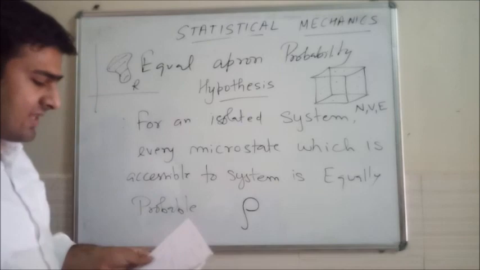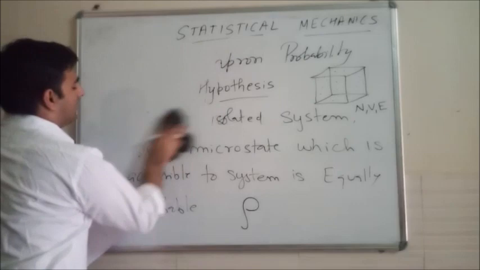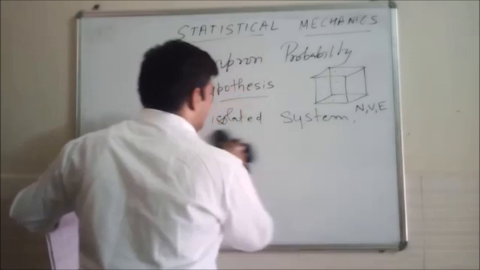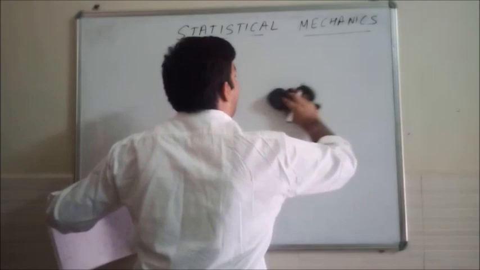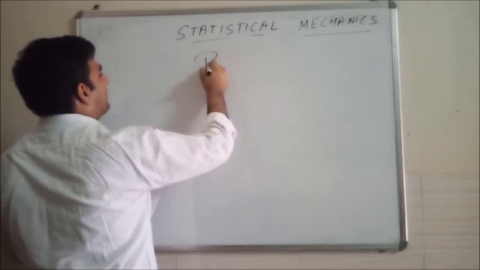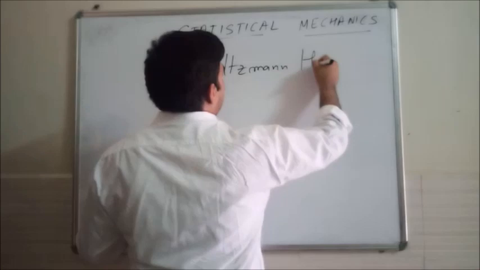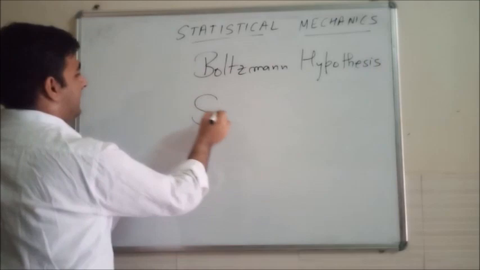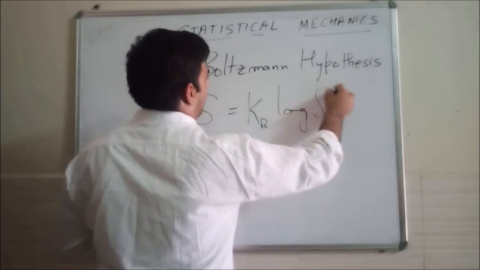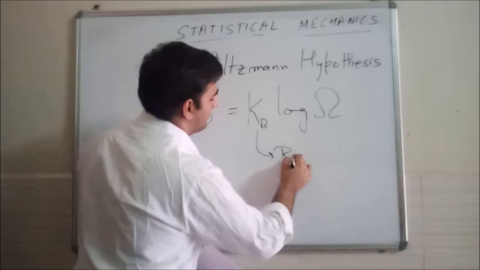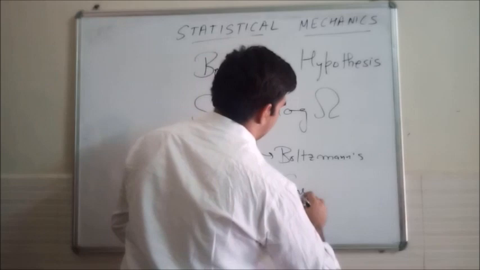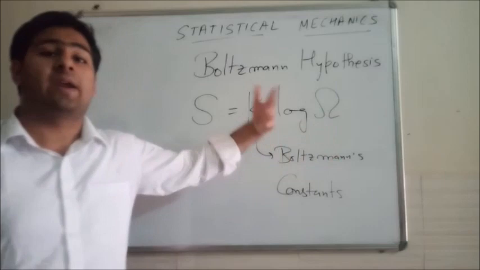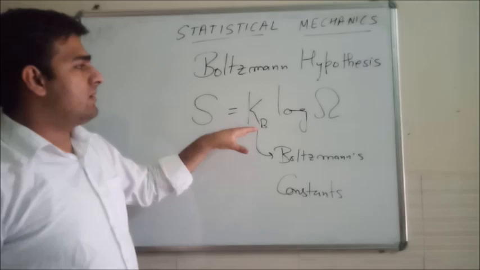The last hypothesis is the Boltzmann hypothesis. Now, this hypothesis relates the entropy to the number of microstates of the system. It says that entropy is equal to some constant times the logarithm of the number of microstates. This constant is called the Boltzmann constant. Omega is the number of microstates that the system has access to. And this formula is only applicable to the microcanonical ensemble, the isolated system.